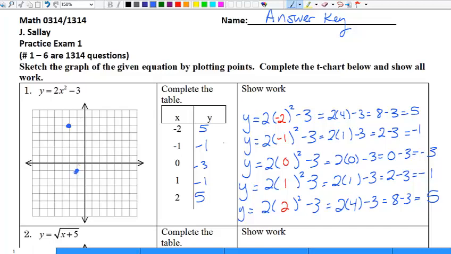So the next one's -1, -1, that's left 1 and down 1. 0, that means left and right nothing, but down 3. Right 1 and down 1, and then 2, +5. And this looks very symmetrical, which is nice, and I just connect it with a nice U shape. Make sure it's not pointy at the bottom.